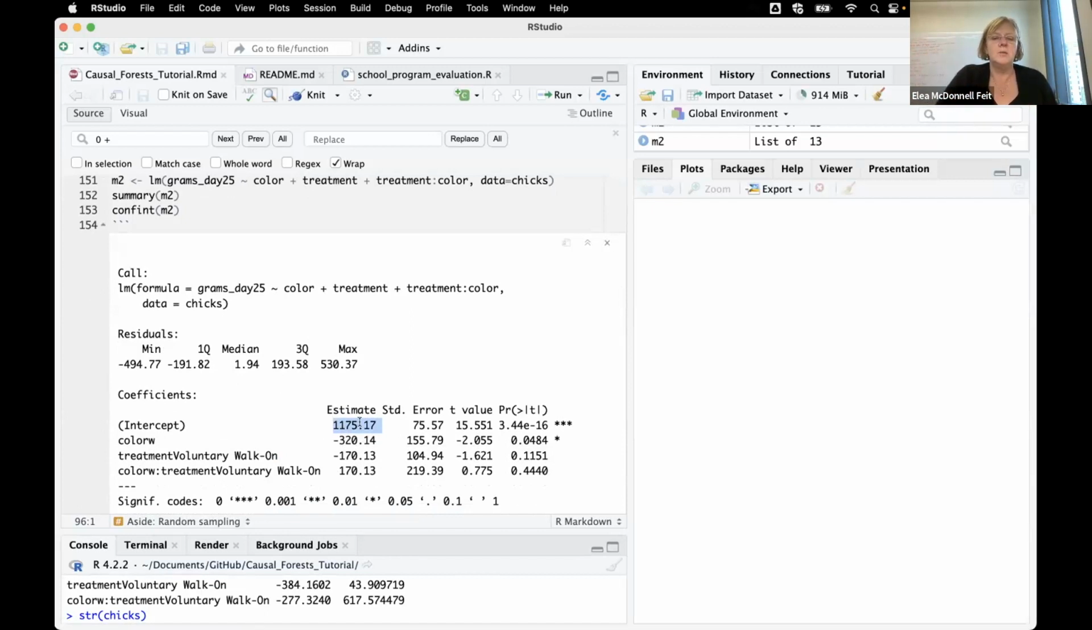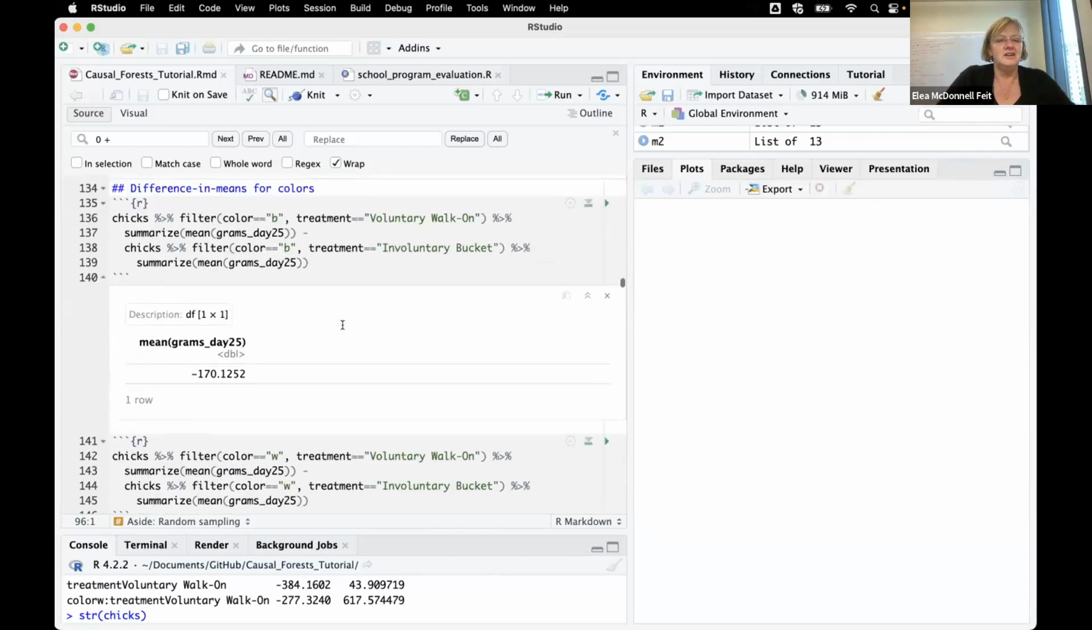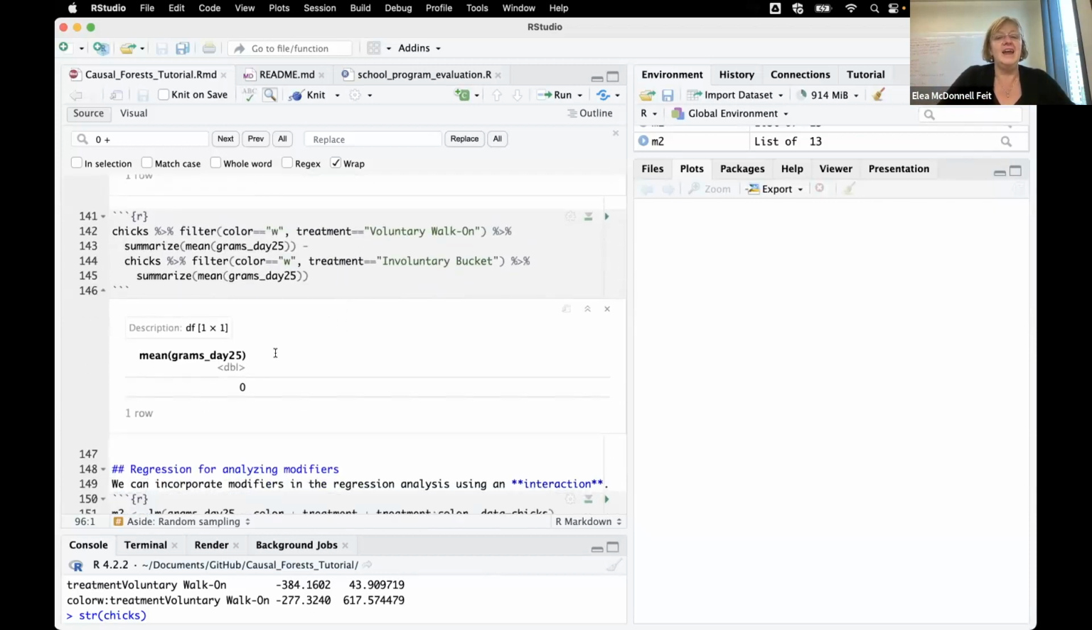So this number is our base amount of weight for brown chicks that got the bucket treatment. And then if they're white, I subtract 320. If they had the voluntary walk-on treatment, I subtract an additional minus 170. But then if they're white and they got the voluntary walk-on, I add back 170. And so this minus 170 plus 170 gives us the effect for the white ones, which is 0, which we saw was 0. If I scroll up here, we saw up here when I computed it by hand, just taking the difference in the means, I got a 0.